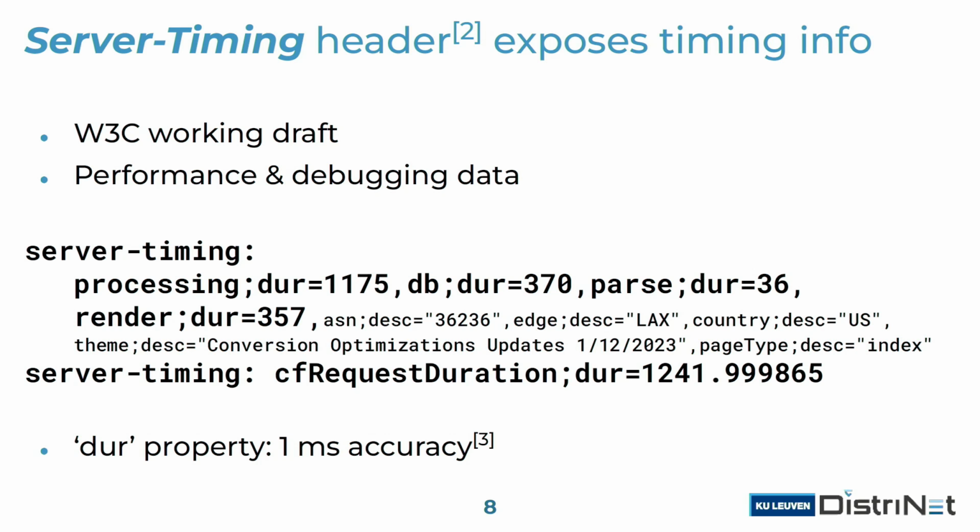You can also see there are multiple headers. So in this draft, they specify that multiple headers can be added, presumably because different layers in your infrastructure can just append these headers if they have server timing information themselves. So it might very well be that the second header, which is called CF request duration, the metric, is added by Cloudflare or Cloudflare's proxies. And also important is that in the standard, the duration property is defined as having an accuracy of 1 millisecond. So it's relatively accurate.